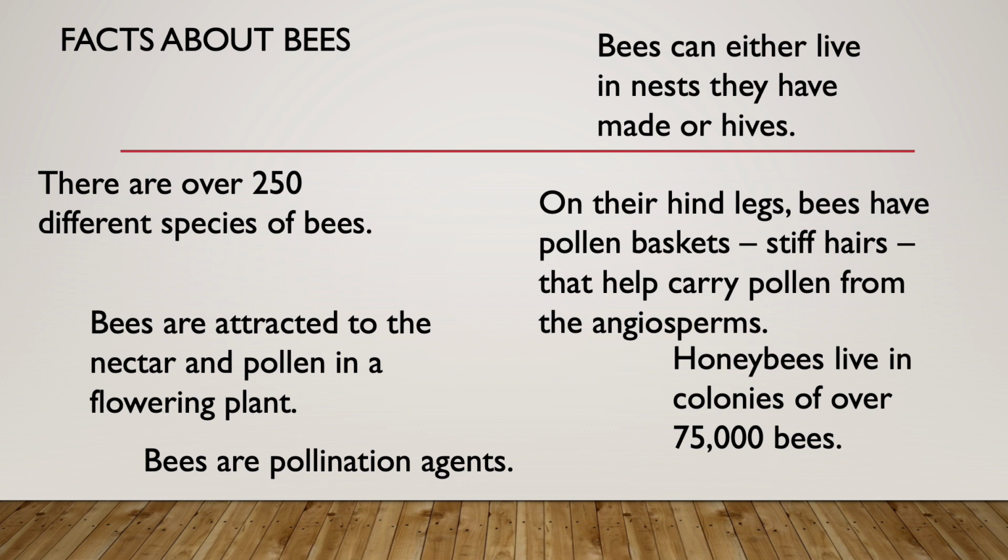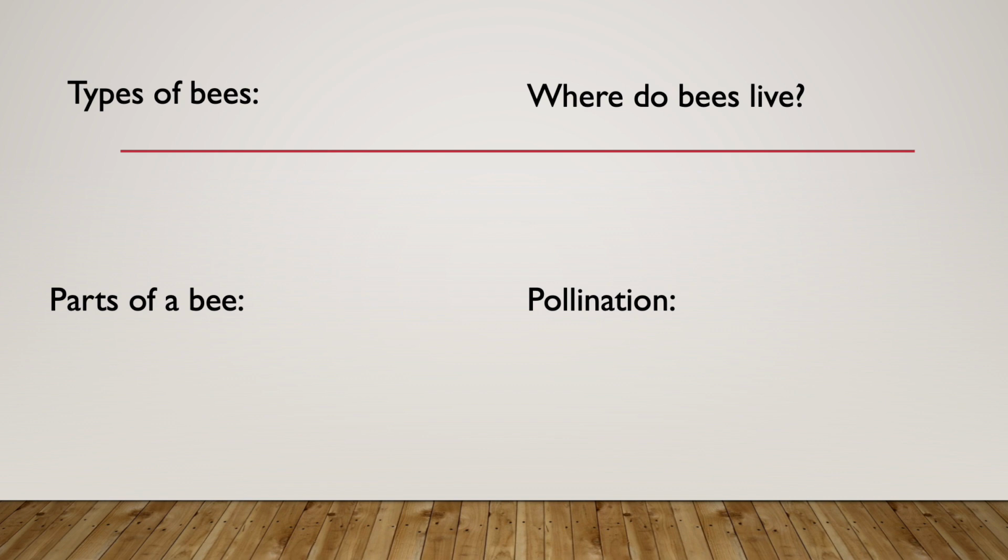Okay, so a few subheadings that I thought I could group all of this information under would be types of bees, parts of a bee, pollination, and where the bees live. Now, I would like you to pause the video here and go back to the information or the facts that I've put on the previous slide, or have a look at the facts that you've gathered over the past 2 weeks, so before the Easter holidays and last week. And can you organise that information underneath each of these subheadings?